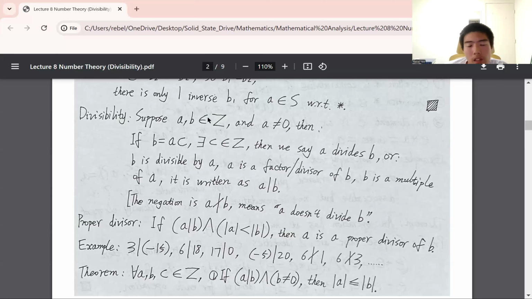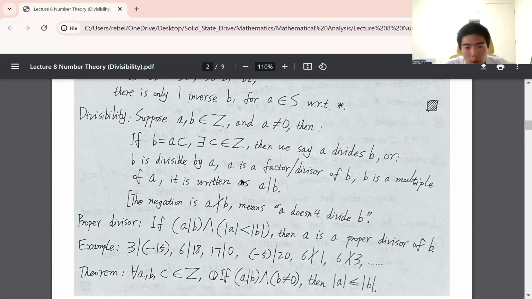Suppose A and B are in the set of integers, A is not zero. Then if B is equal to A times C, where C is also in the set of integers, then we say A divides B, because A times an integer equals B. There are many common ways to say it. We say A divides B, or A is a factor of B, A is a divisor of B, B is a multiple of A, B is divisible by A. And this is all very common knowledge we have heard about.